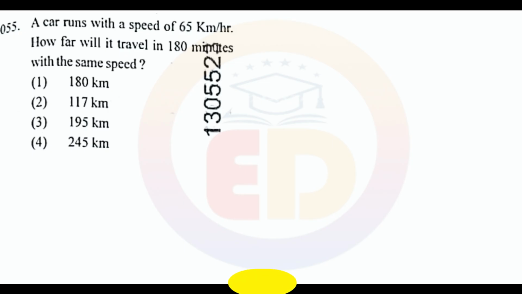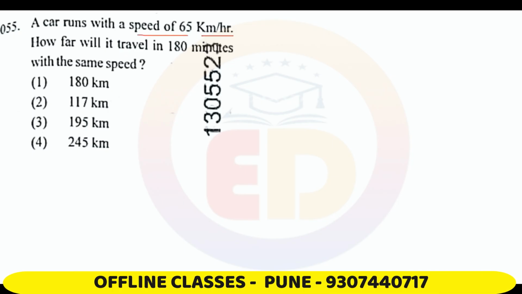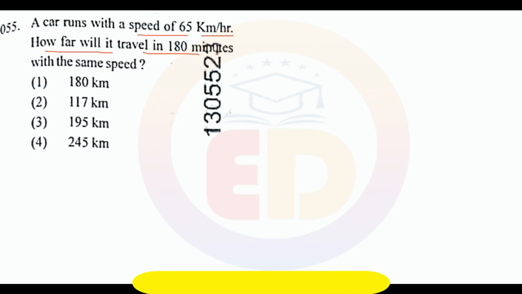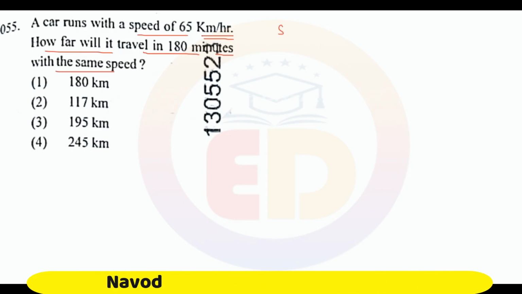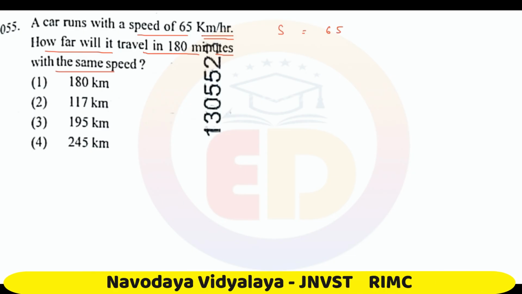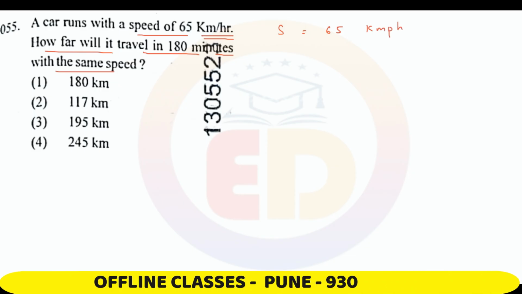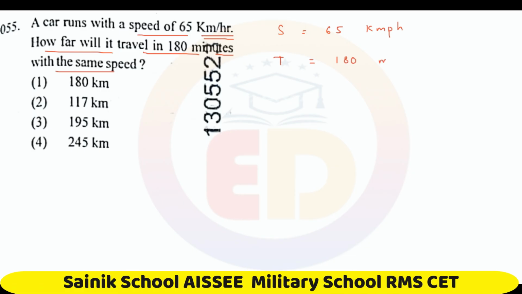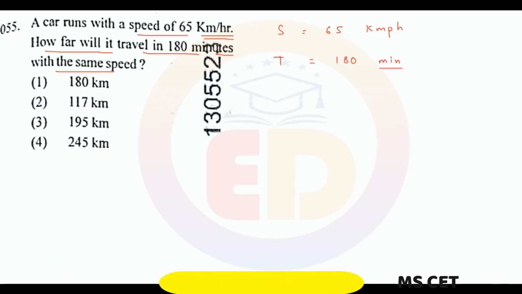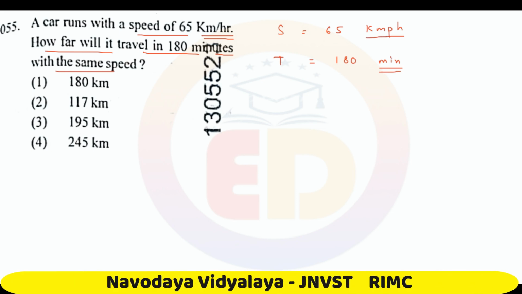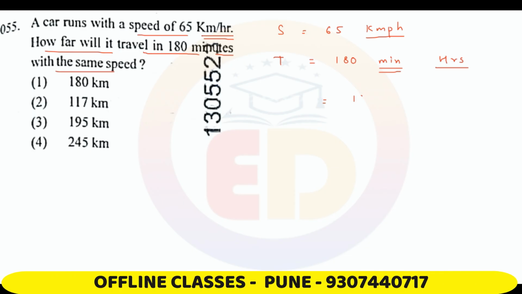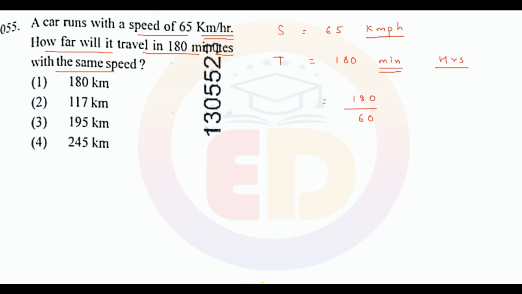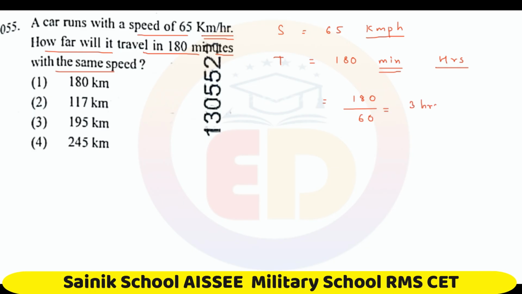Question number 55. A car runs with the speed of 65 km per hour. How far will it travel in 180 minutes? Question is simple. Just a small twist they have done, that the speed is given in km per hour and the time is given in minutes. Now remember, when the speed is in kilometer per hour, time should be in hours. And to convert 180 minutes to hours, we divide by 60. It will be 3 hours. They are asking to find the distance.